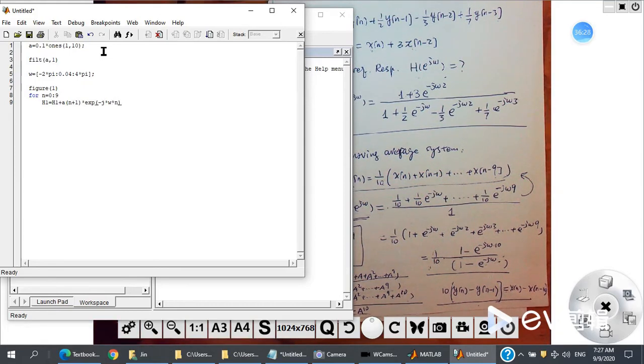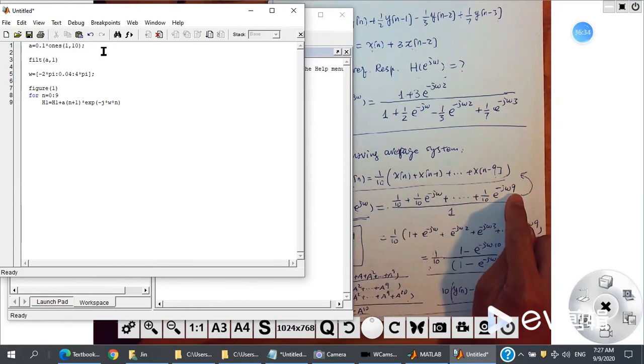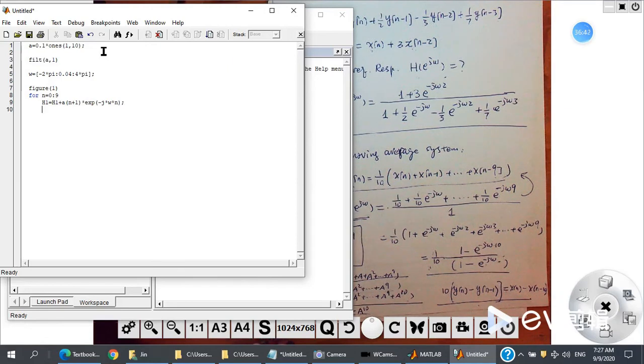Okay, this is one term, right? And n runs from 0 to 9. So I have H1 and the n. Okay, then plot H1. H1 uses W as the x-axis. I run this one, and is it good?